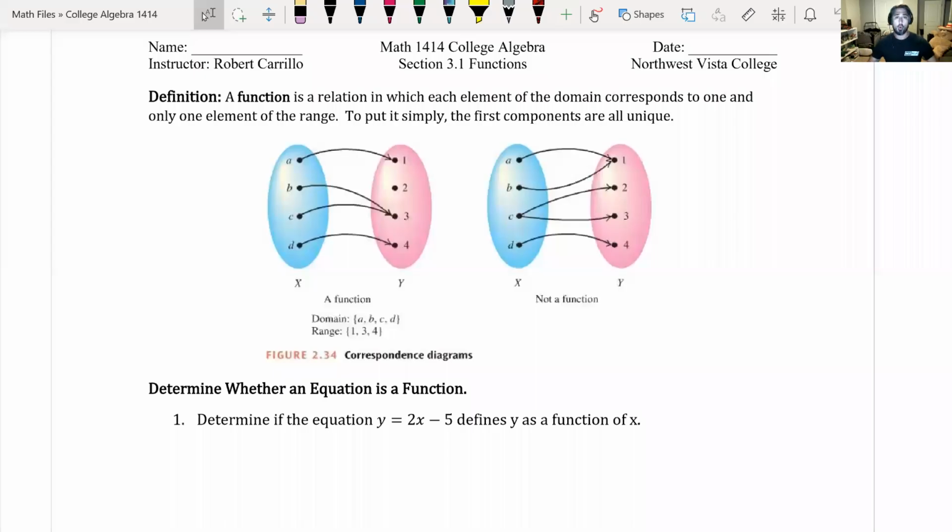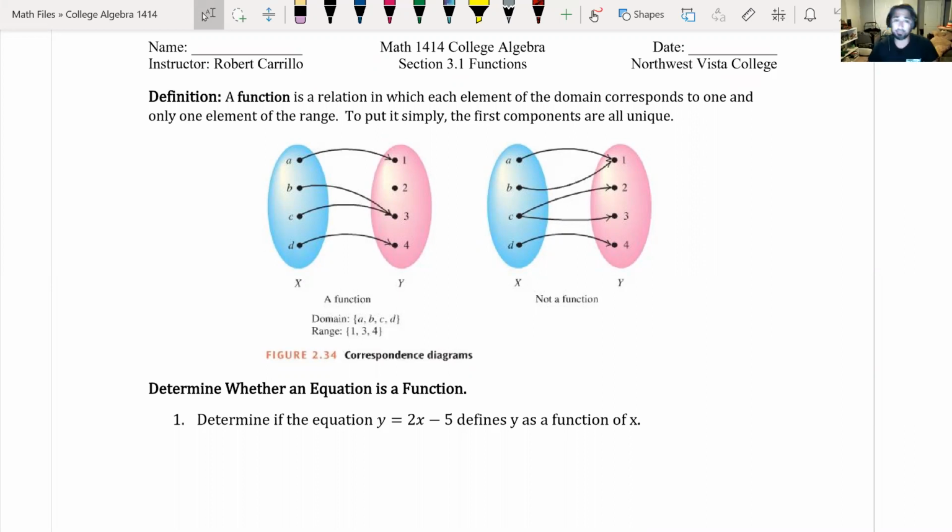All right, guys, welcome. This is 3.1 functions. So we are going to learn what a function is today. We will evaluate functions. We will simplify functions. We will find the domain of functions, all that fun stuff. So let's get started on what a function is.